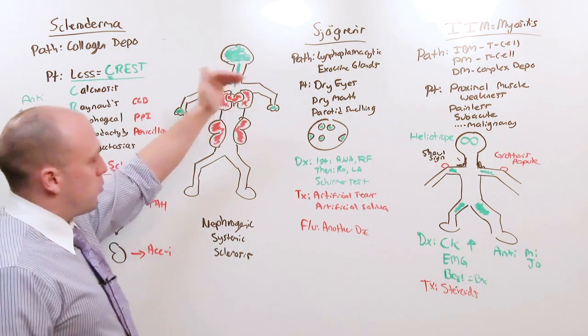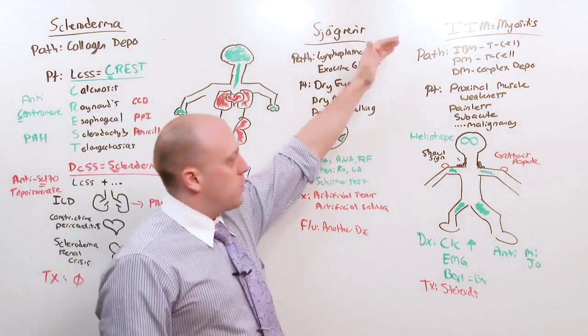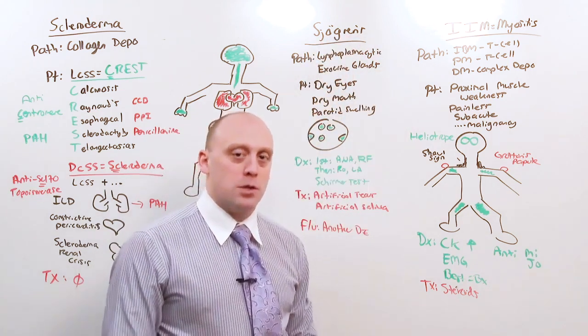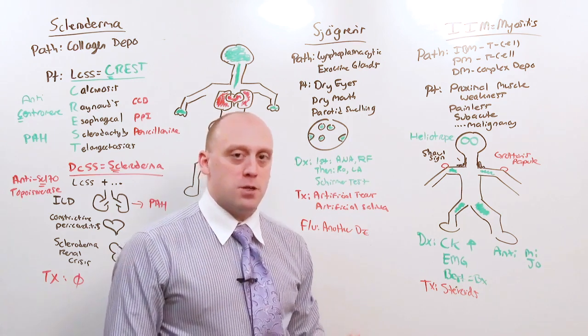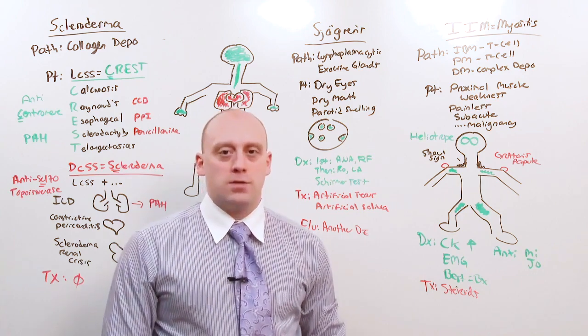Sjogren's syndrome, dry eyes, dry mouth, parotid swelling, replace what they don't have. Inflammatory idiopathic myopathies, painless proximal muscle weakness, Gottron's papules, heliotrope rash, CK, EMG, biopsy, steroids. That is other connective tissue disorders.